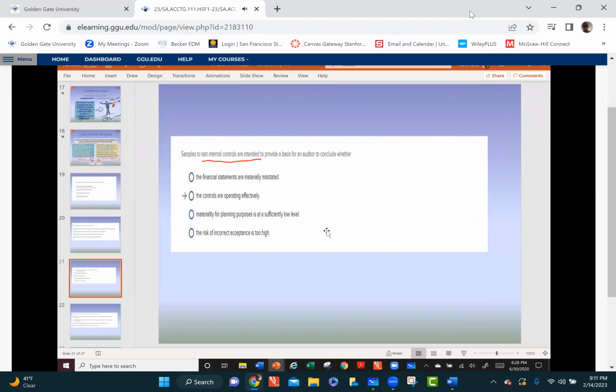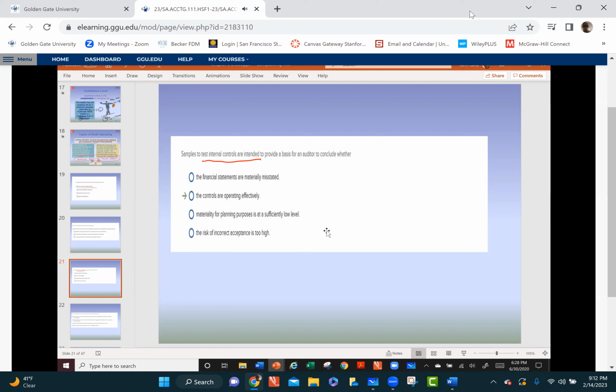Sample to test controls are intended to provide a basis for an auditor to conclude whether the controls have operating effectiveness. Let's think about internal controls again. Our control risk: we obtain an understanding of the controls sufficient to evaluate the design of the controls and determine if they have been implemented, right? We're probably using some inquiry, some observation for that. We're doing a walkthrough of the transactions. Then we're going to go ahead and determine that control has operating effectiveness.